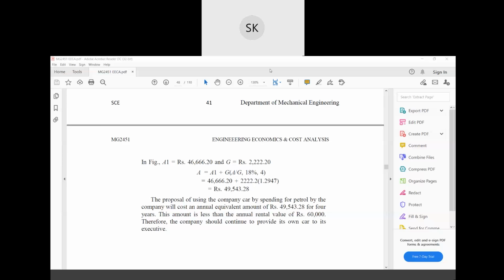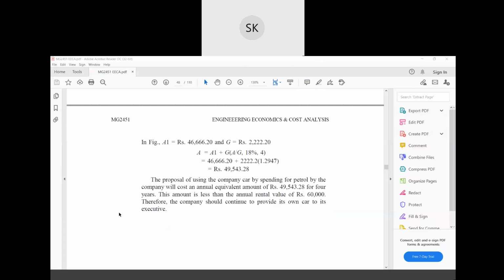Screen is not visible. Someone texted me, roll number 45 texted me, screen is not visible. Let me know if it is visible or not. Okay, please check your network, roll number 45.